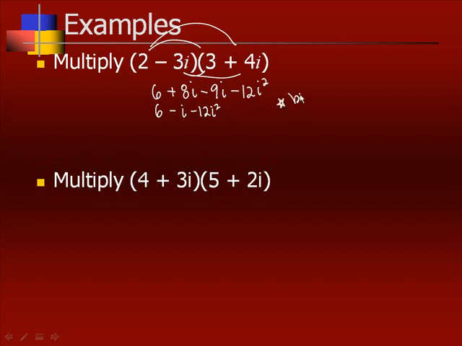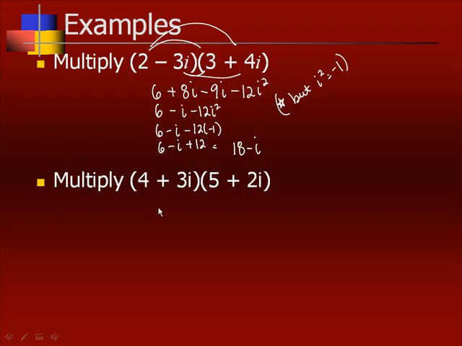Now, here's the catch. Remember, we said i squared is -1. So that becomes 6 minus i minus 12 times -1, or 6 minus i plus 12, which would give us 18 minus i. So that's the only difference in terms of binomial multiplication. Anytime you come up with an i squared, you need to change it over to -1.